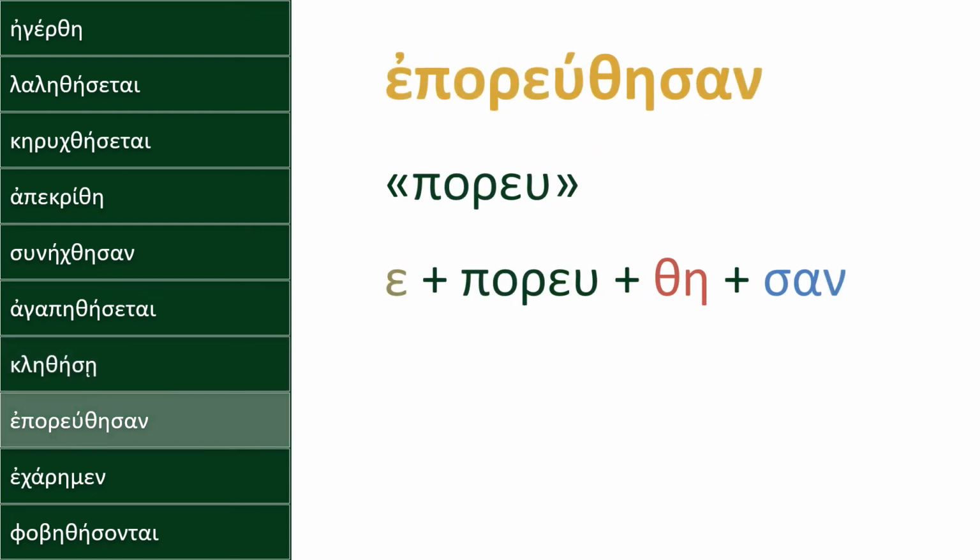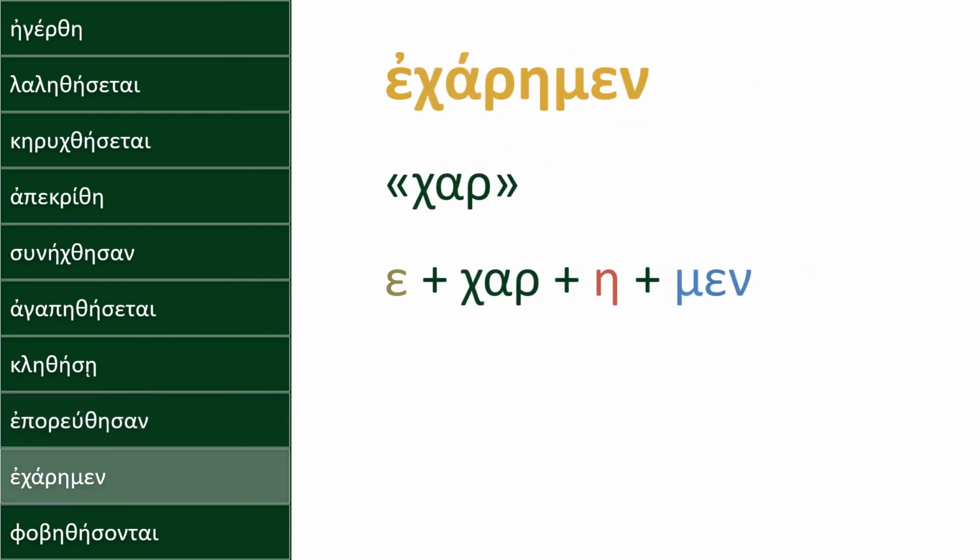Eporefthesan. Aorist passive indicative, third person plural. The verb is in fact deponent. It means they went. The root is poref. The formation is from the augment epsilon plus the tense stem poref plus the aorist tense formative the, plus the personal ending for the third person plural, san: eporefthesan.